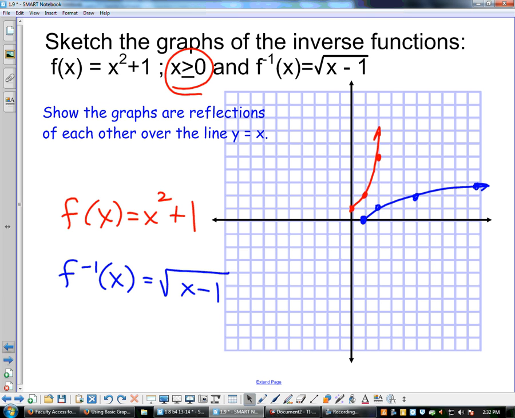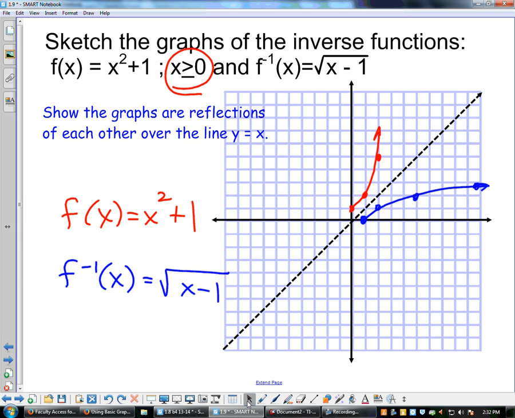Okay, so what do you notice about these two functions and their graphs in their relationship to each other? I feel like this is just kind of the same. They're reflected. They are reflected. They're reflected over what, though? Y equals x. Thank you, John. They're reflected over the line y equals x, which is this line right here. Do you see that these are mirror images of each other over that line? Yes.